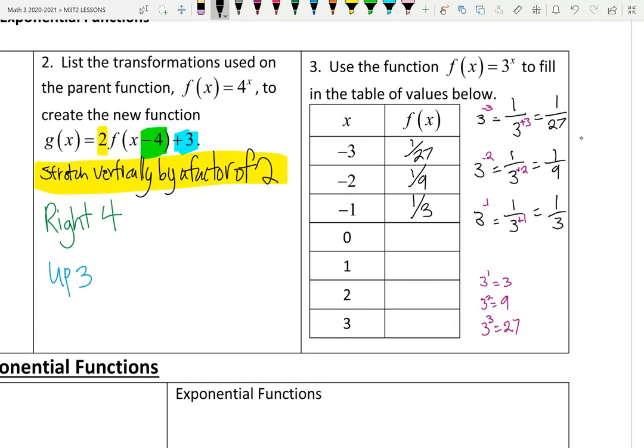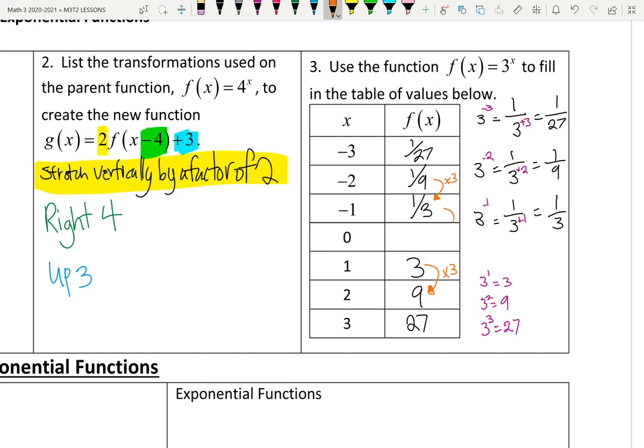Hopefully you can see the pattern as I'm going to the bottom of my chart. 3 turns into 9 because I multiply it by 3. Likewise, 1/9 turns into 1/3 because I multiply it by 3.